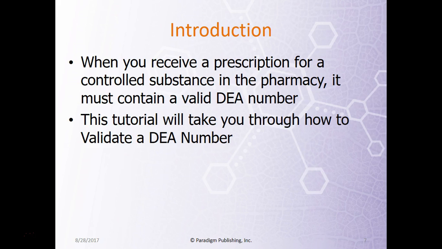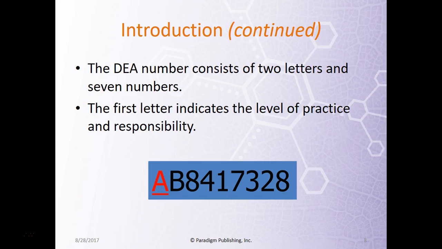The DEA number grants one the ability to legally work with controlled substances. When you receive a prescription for a controlled substance in the pharmacy, it must contain a valid DEA number. Please note that if it is not a controlled substance, it does not have to have a DEA number on it. This tutorial will take you through how to validate a DEA number.